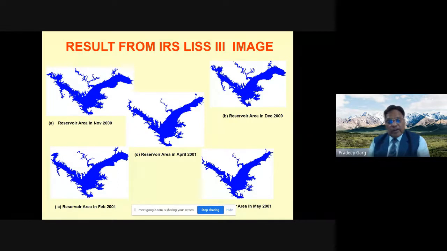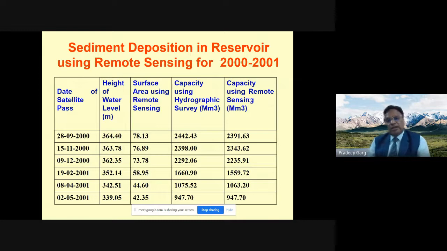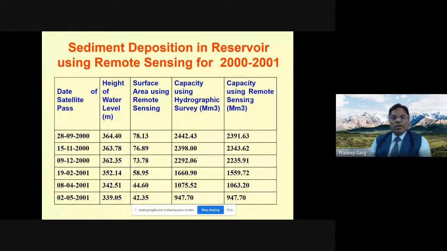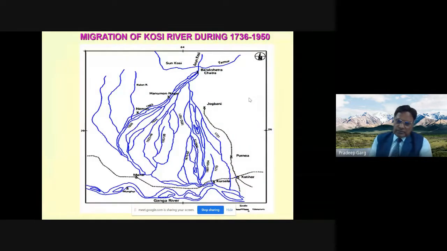So in different months and years, the shape of the reservoir, the area of the reservoir, one can analyze with the help of digital image processing techniques, and can do that kind of computation. So if you know the height of the water level, you can find out the capacity of the reservoir using the remote sensing satellite image.